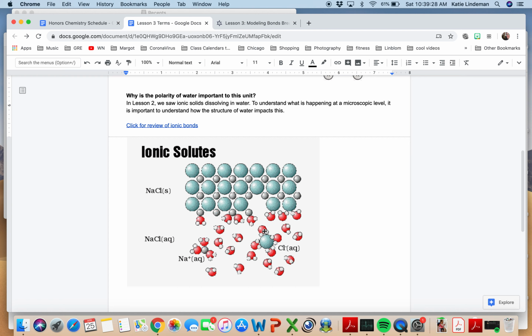So we see here we have chlorine, which is negative, and all of the waters around the chlorine are situated so that the hydrogens, which are partially positive, are closer to the negative. Here we have sodium, which is positive, and we have all the waters around that sodium oriented so that the negative part of the oxygen is closer to the sodium.